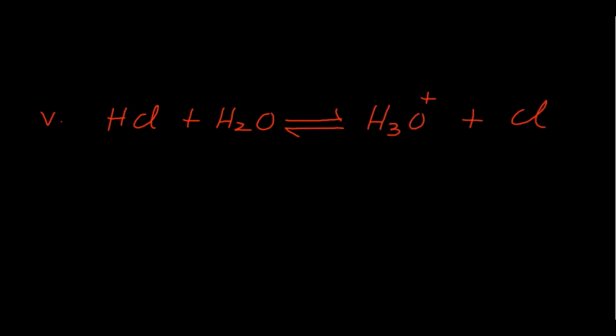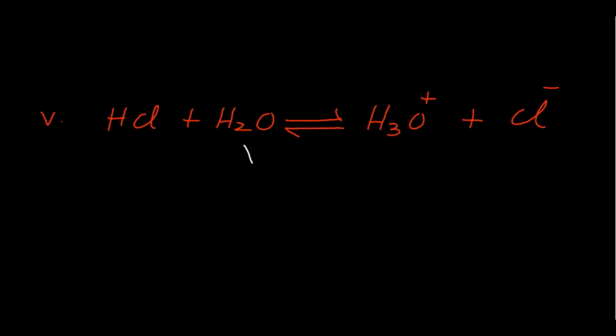Now we will see what next question is given. In the next question, question number 5, we are given the reaction of HCl with water. In a reversible reaction, HCl on reaction with water will form hydronium ion plus chloride ion. We are asked to identify which is Bronsted acid and which is Bronsted base.